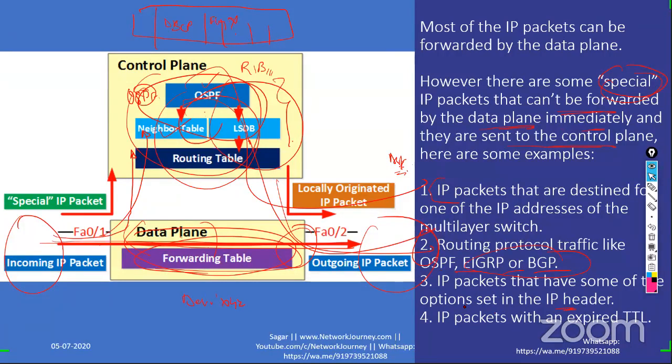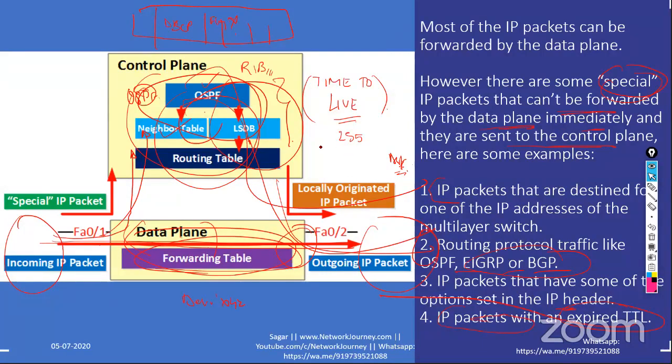And some packets, like a packet with an expired TTL, time to live. What is TTL? TTL is time to live. This component will be set with some number. The maximum it can have is 255.